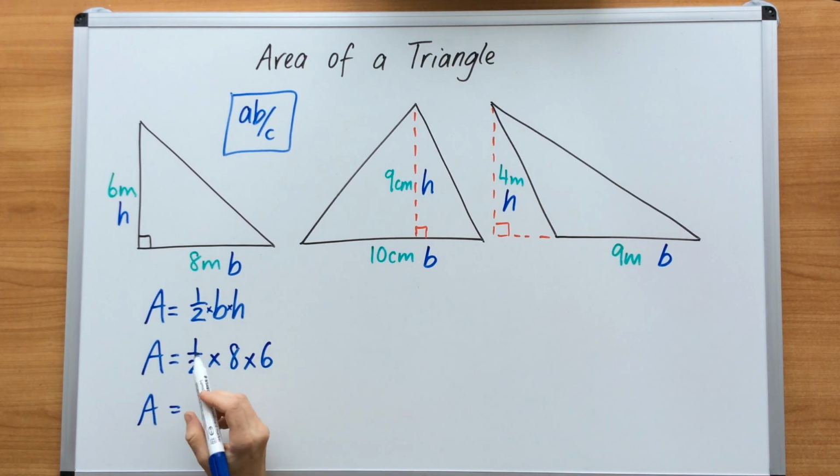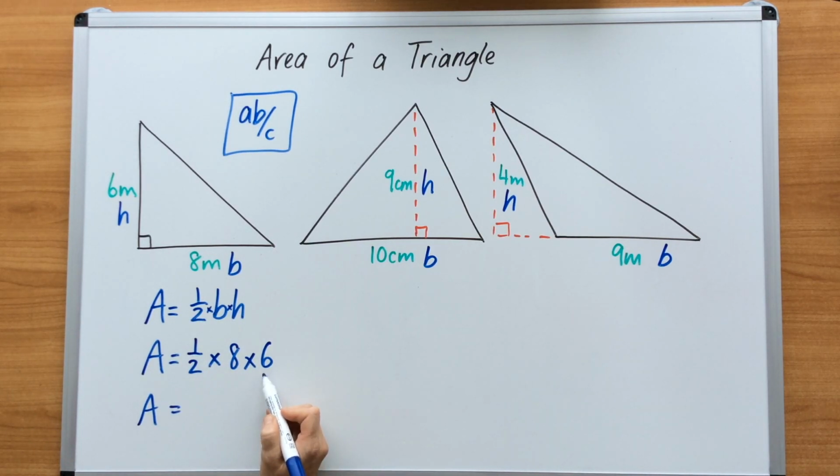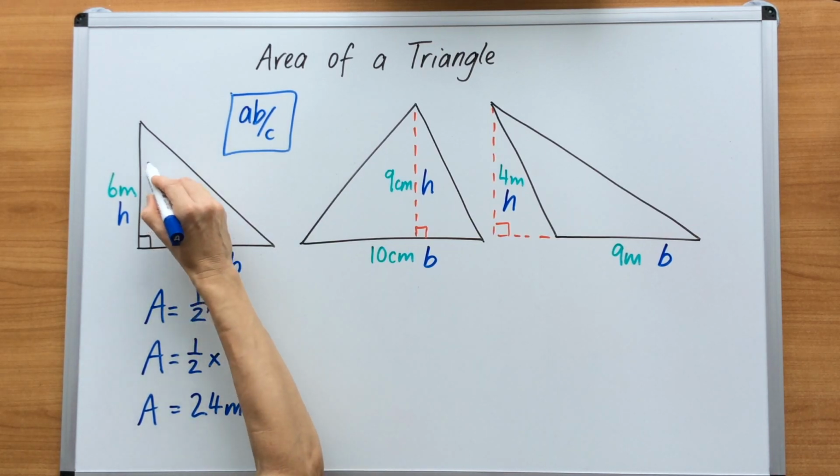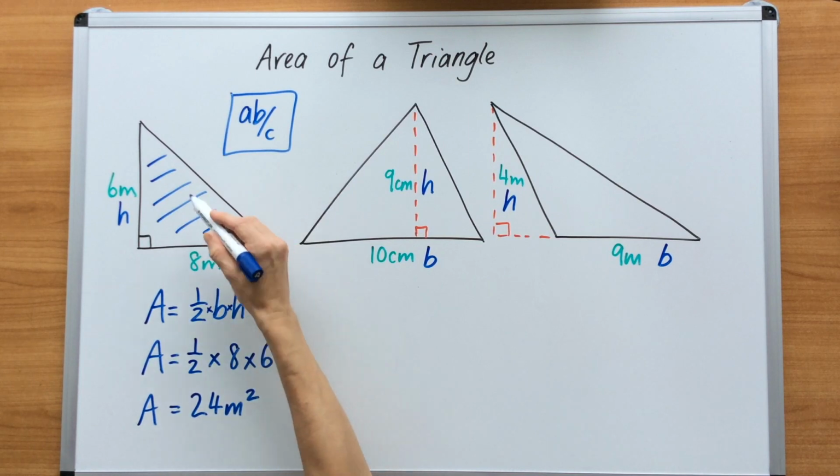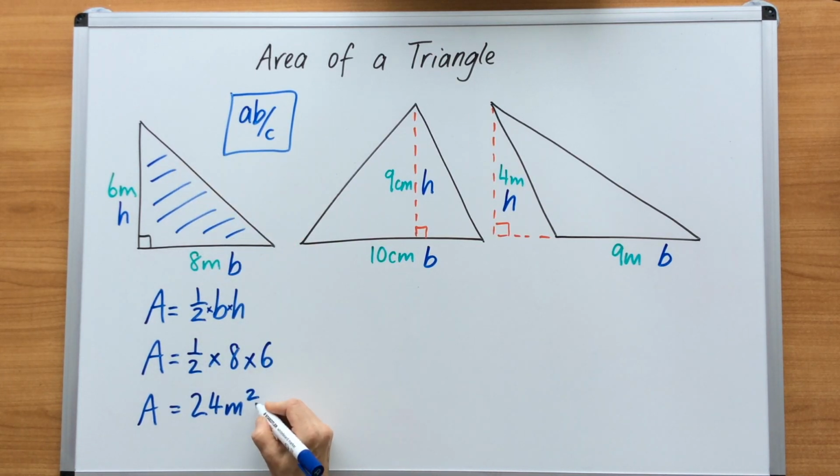So in your calculator you punch in 1 ABC fraction button 2 times 8 times 6, and you will get 24 meters squared. Now meters is the unit of measurement. We need to make sure we put that in, and because we're dealing with area, which is all the inside space inside this 2D object, we must have the 2 representing squared.